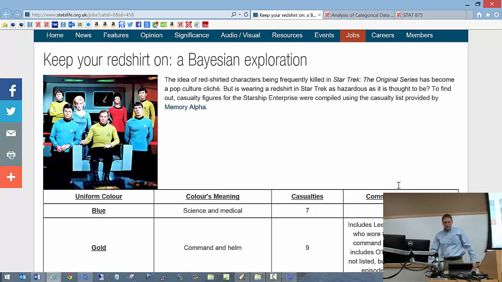Okay? Now, in subsequent Star Trek series, they actually changed the coloring a little bit, but that's not important here. We're just going with this coloring on the original series.